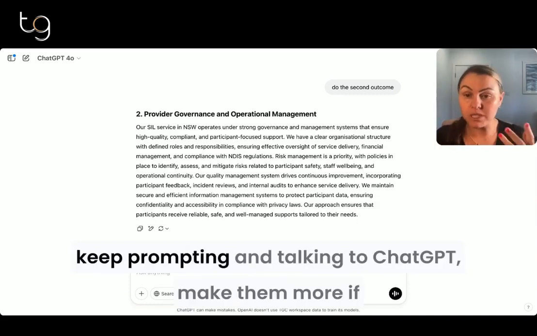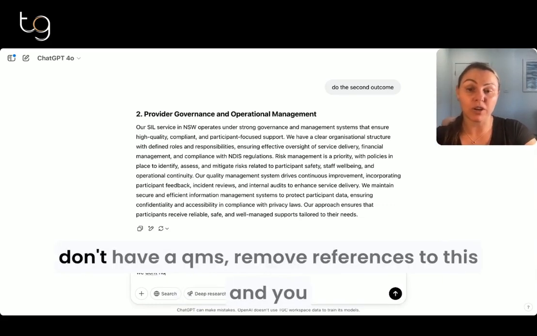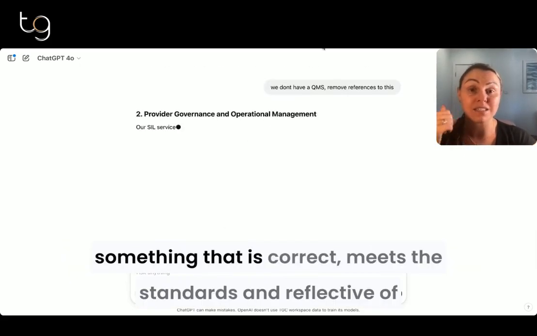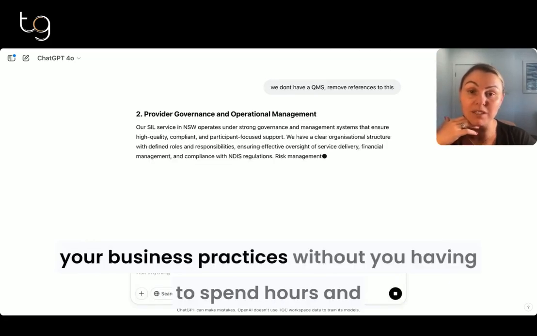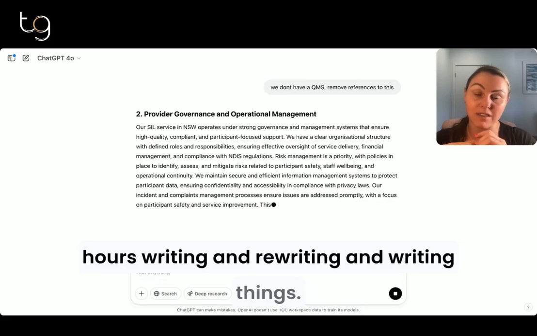So you can keep prompting and talking to ChatGPT. If you don't agree with them, you could say things like, we don't have a QMS, remove references to this. And you can have this conversation back and forth until you have something that is correct, meets the standards, and is reflective of your business practices, without you having to spend hours and hours writing and rewriting.